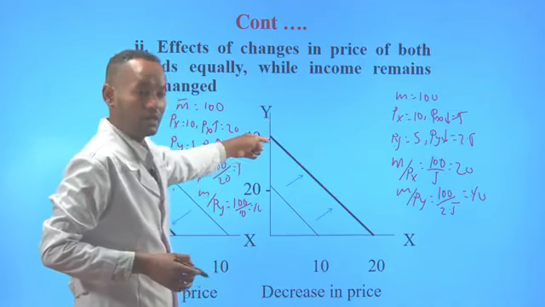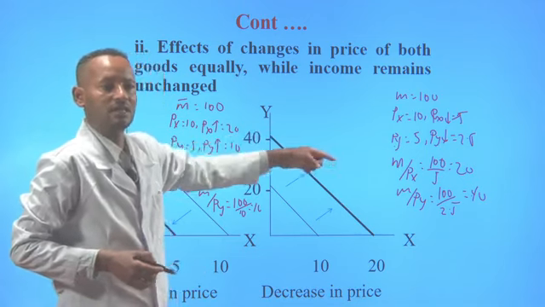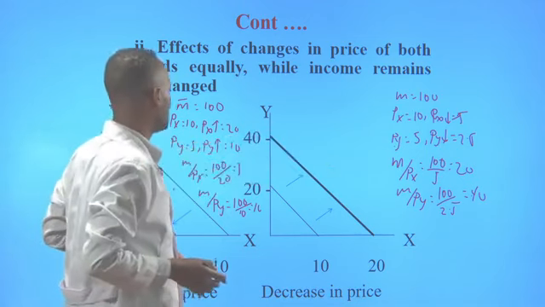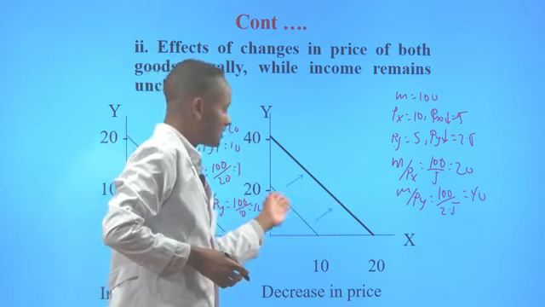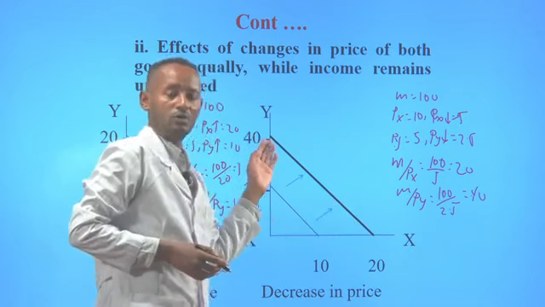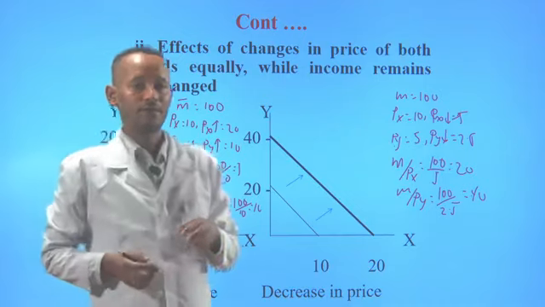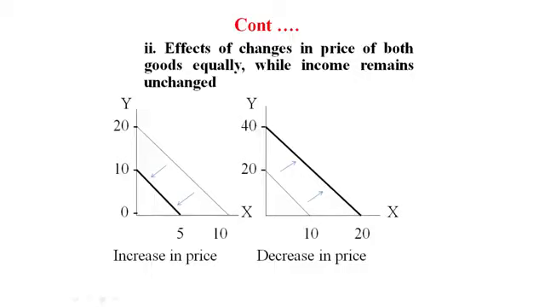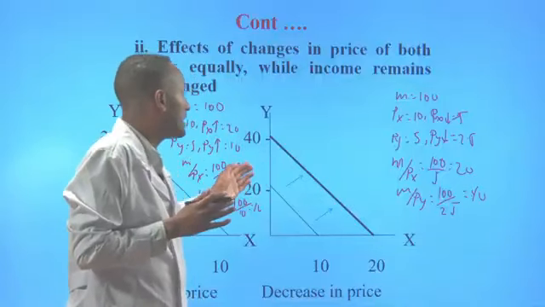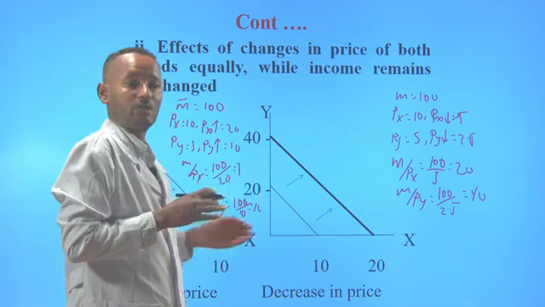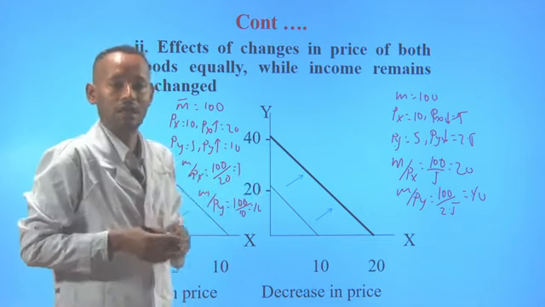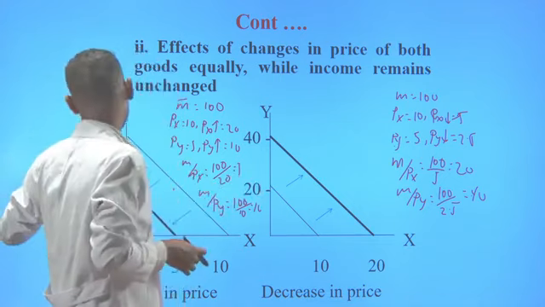So when we join the horizontal and vertical intercepts of the new budget line, the budget line will look like this. So there is an outward shift of the budget line. So while income of a consumer remains unchanged, with an equal percent decline in price of both goods, the budget line will shift outward, indicating that it allows us to buy more of a commodity.